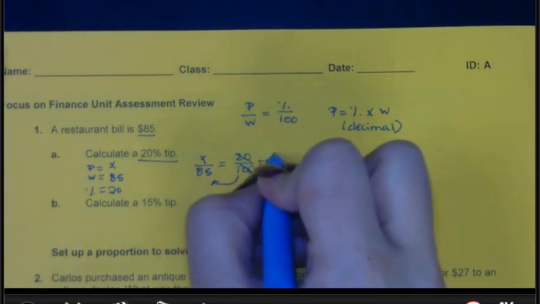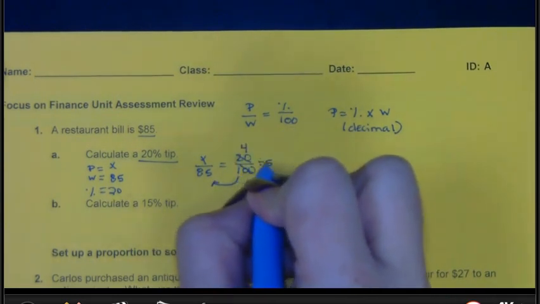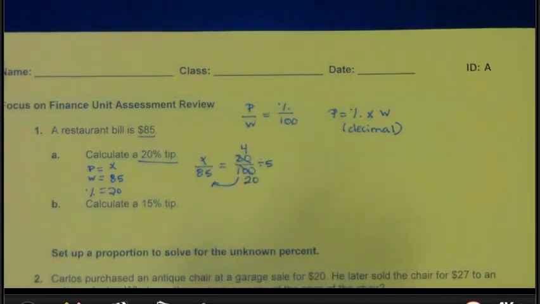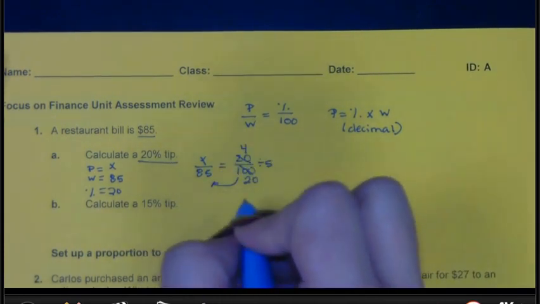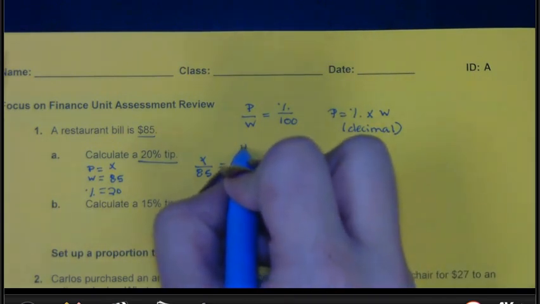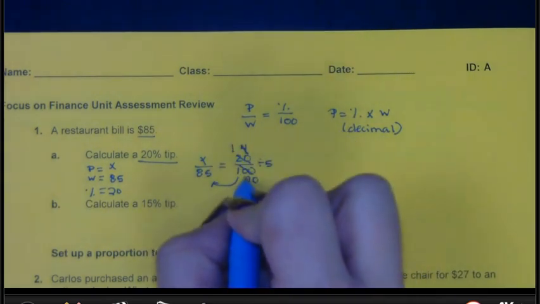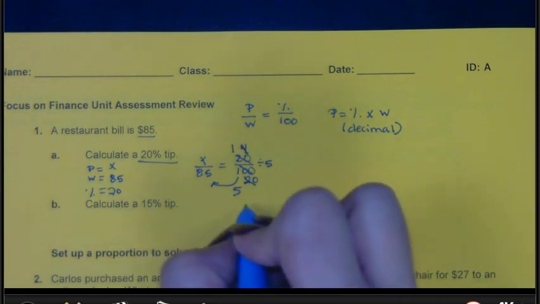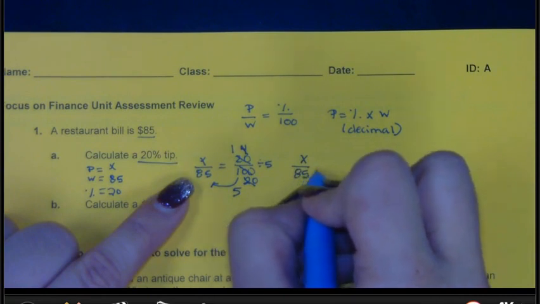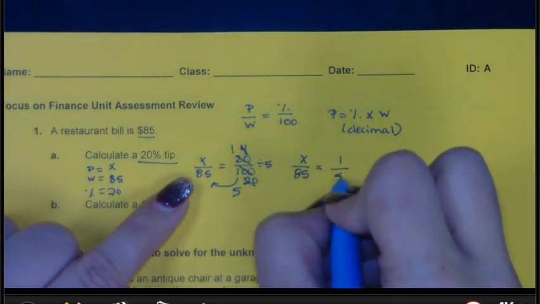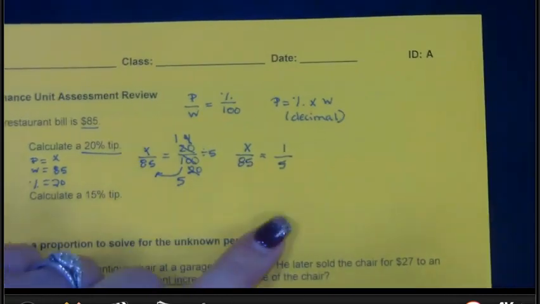by 5. Well, 20 divided by 5 is 4. 100 divided by 5 is 20. I still cannot do 20 into 85 because 20 is like 2, 4, 6, 8, 10, and that doesn't get me any 5s. And I see that it's 4 over 20, and I can reduce this again by 4. So I'm going to do 4 divided by 4 is 1, and 20 divided by 4 is 5. So I'm going to rewrite this to make it a little nicer: x over 85 is equal to 1 over 5.